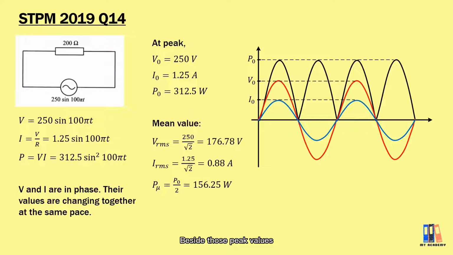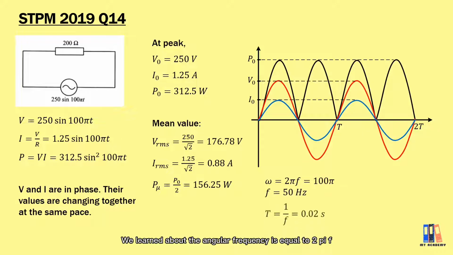Besides those peak values, we also can obtain the period of the waveform from the equations. We learned that the angular frequency is equal to 2 pi f and it is equal to 100 pi from the equations. Solving this equation would give us the frequency of the waveform equal to 50 Hertz and the period is equal to 0.02 seconds.